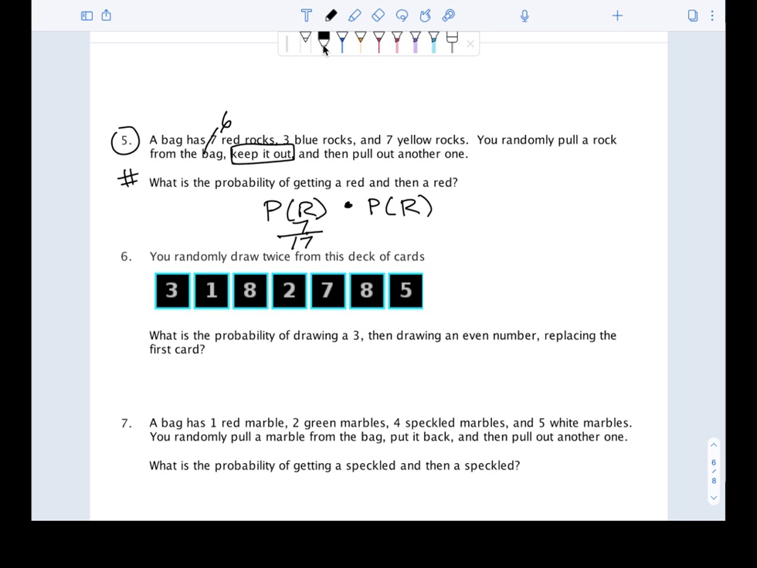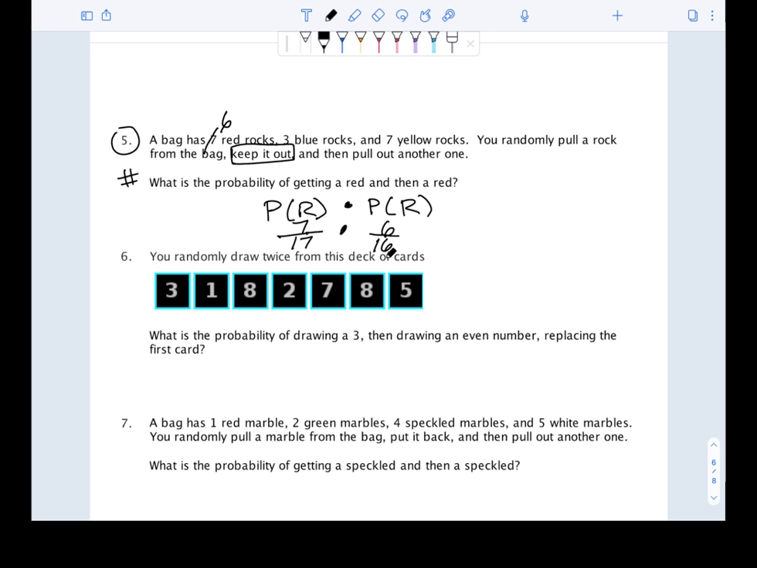But this time it does, because this time I had 17, but when I go to draw another red now, I took a rock out and didn't put it back. So now I only have 16. Not only that, but it's the same color. So last time I went to draw a red one, there were 7 red rocks out of the 17. This time, because I already drew one out, there's 6 out of 16.